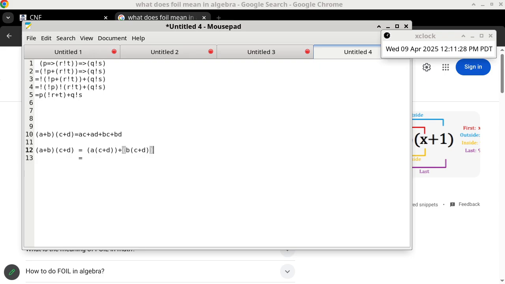If I put in extra parentheses here, then the first pair of parentheses becomes ac plus ad because of the most elemental form of distribution. The second one becomes bc plus bd, also because of the most elemental form of distribution. In other words, FOIL is a consequence of the most elemental form of distribution. It is derived from just the most elemental form of distribution. Is that okay? All right.